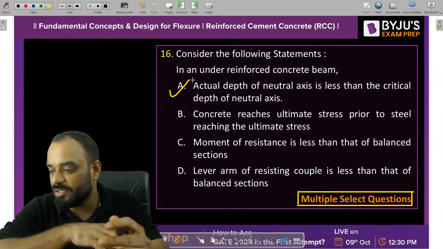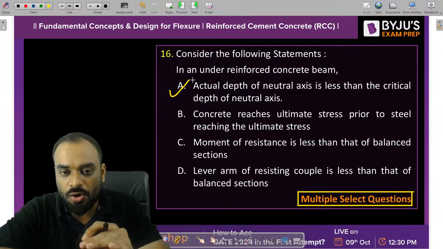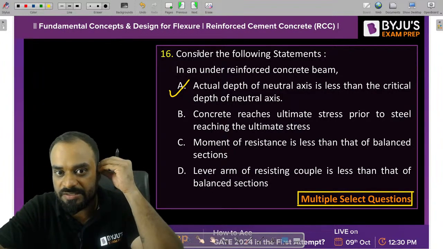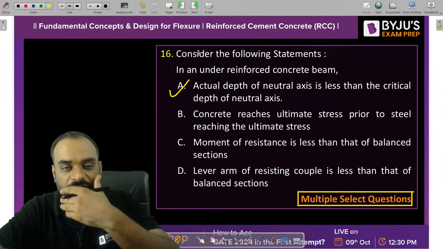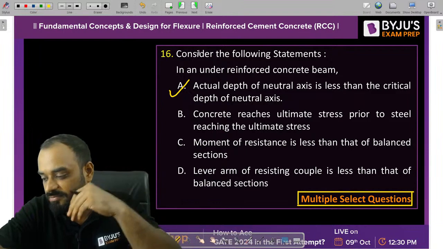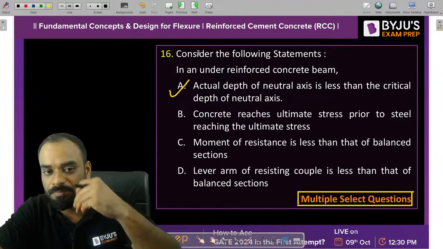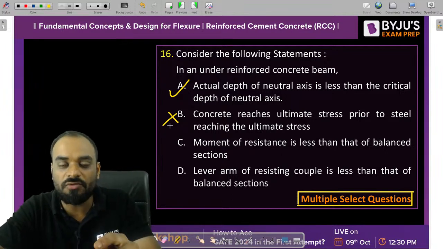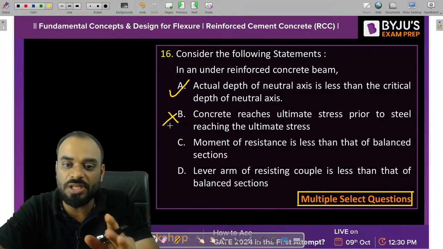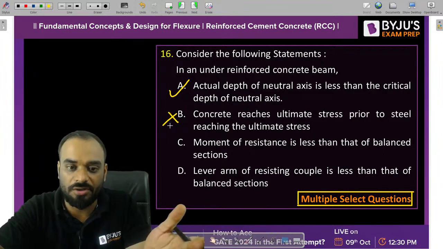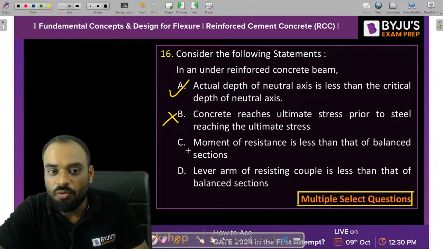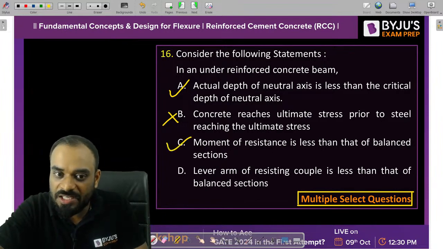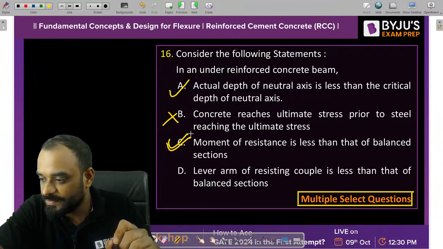What about statement number B? The concrete reaches ultimate stress prior to the steel reaching the ultimate stress. Now tell me, guys, in case of under reinforced section, whether steel will fail or concrete will fail. B is wrong, because we know that steel will fail first, not the concrete. So your steel will reach the ultimate stress prior to the concrete. Correct? What about option C? Moment of resistance is lesser as compared to balanced section. Yes, definitely. That's why C is the correct answer.